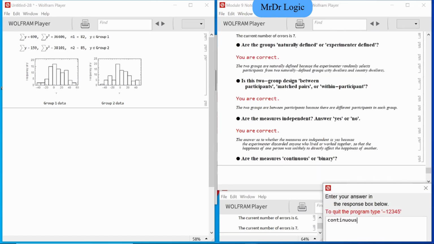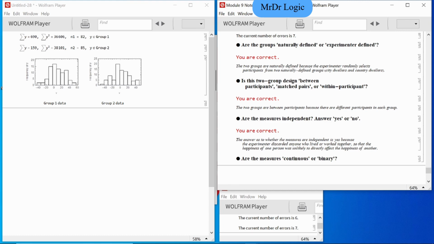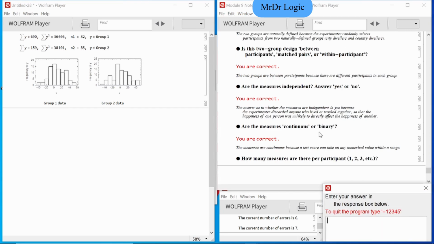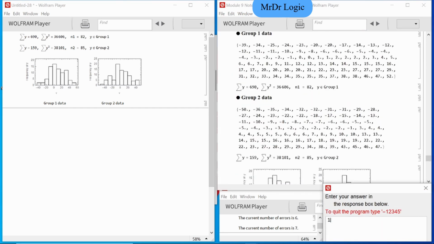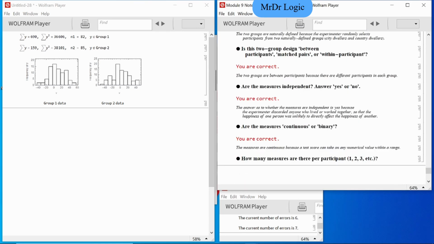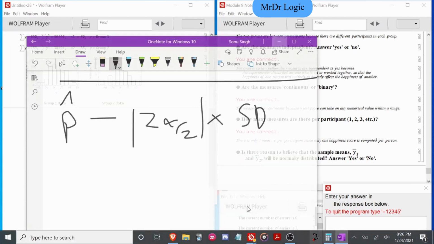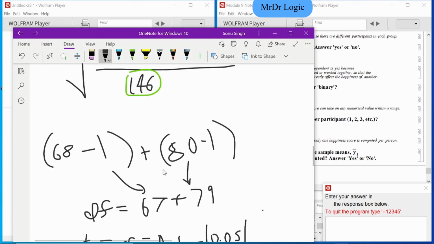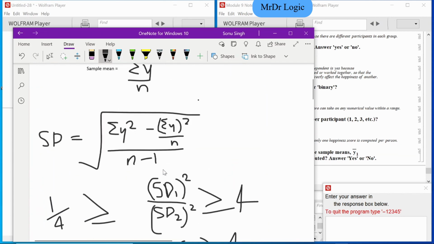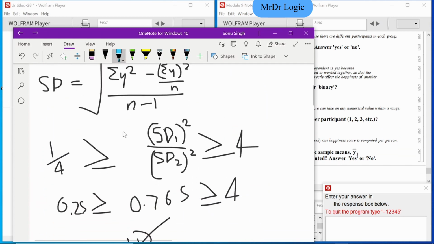Continuous because it was arranged from -100 to 100. Measured once? Yeah, once. Is there a reason to believe that? Oh my gosh, okay. We scroll back up here. We're going to have to follow this rule.